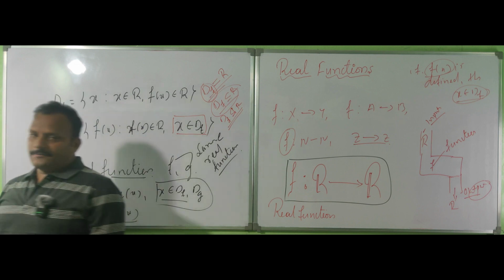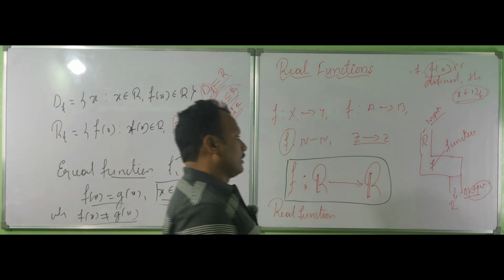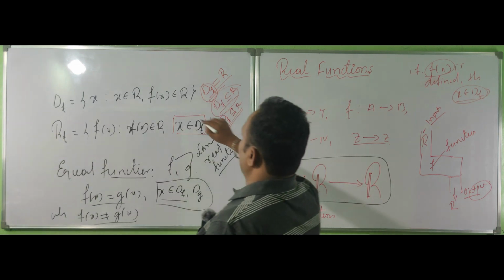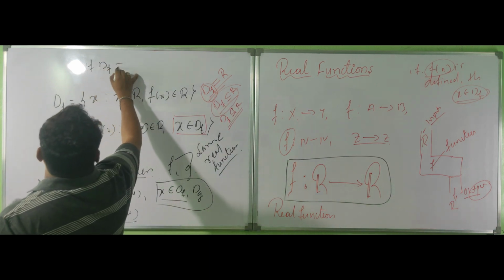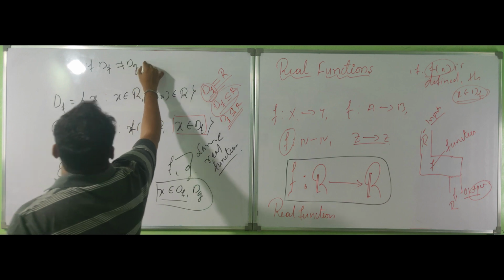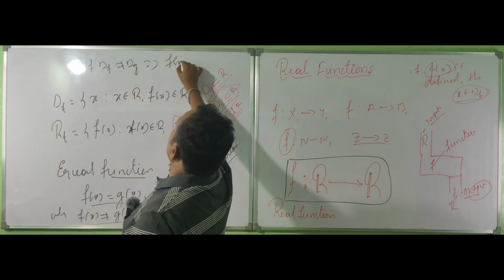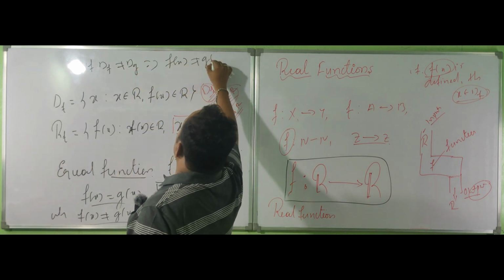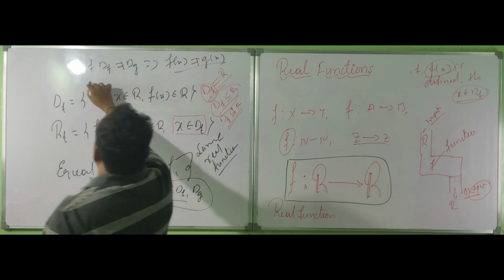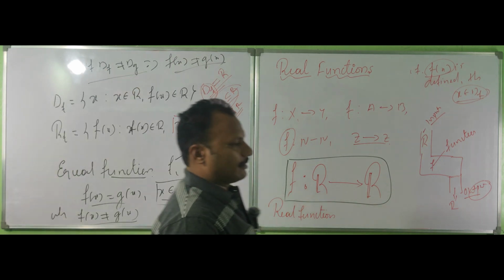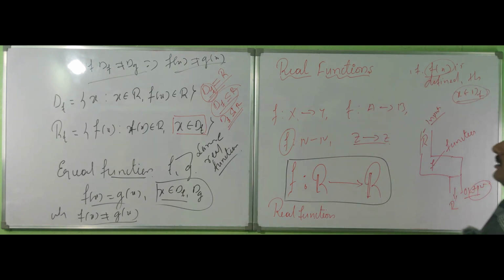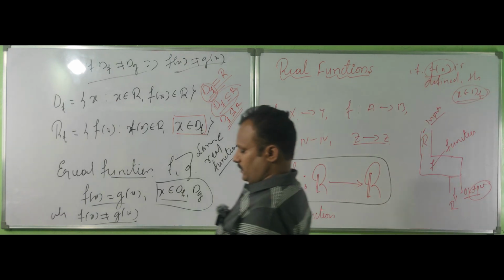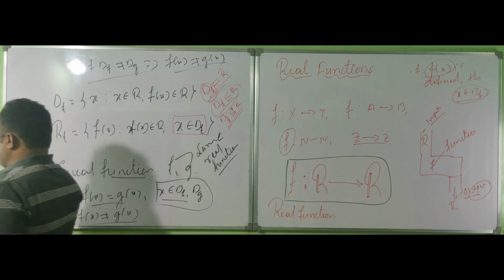If the domain of f is not equal to the domain of g, then f of x is not equal to g of x. That means different elements in the domains have different values of functions. This is the introduction.